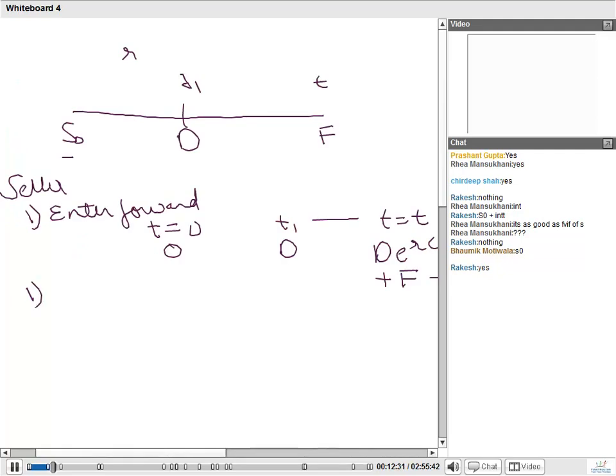Similarly, if he sells the asset right away, what is the cash flow that will happen at t equal to 0? He will receive S0, but he would have given up the asset. At t equal to T1, will he get the dividend?